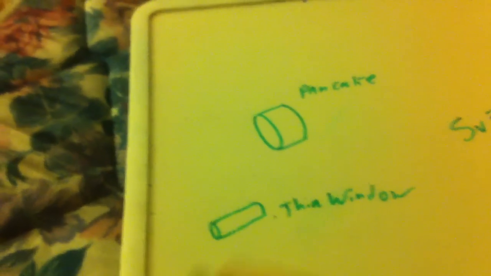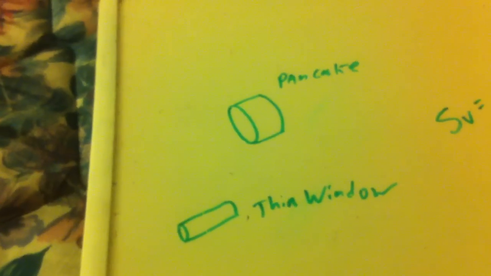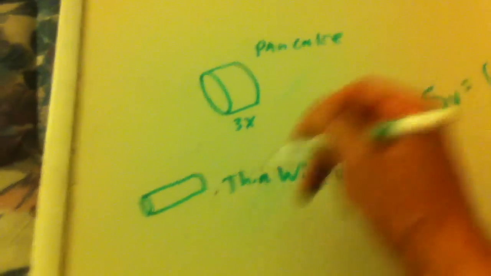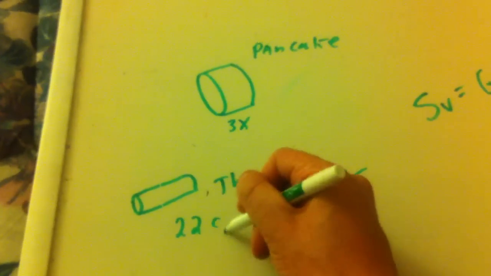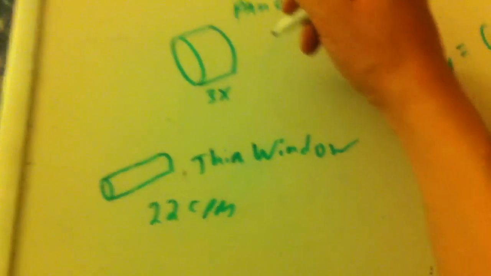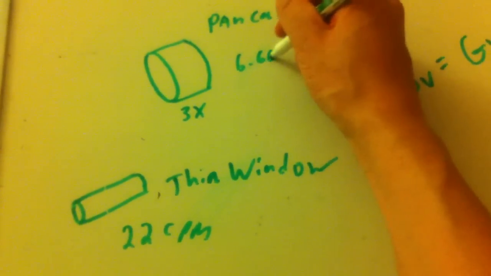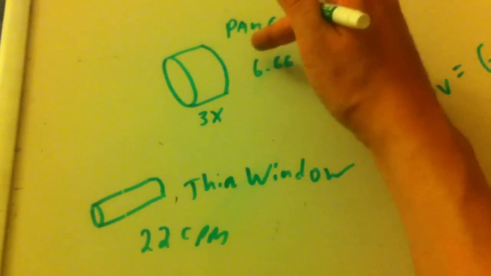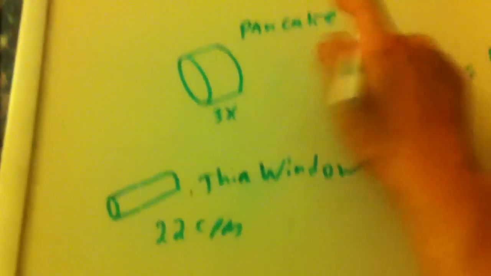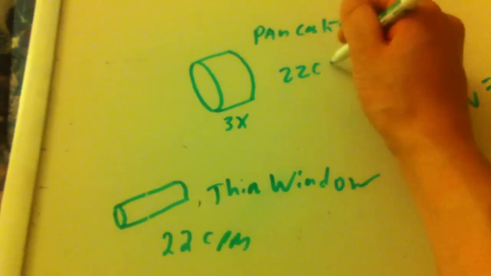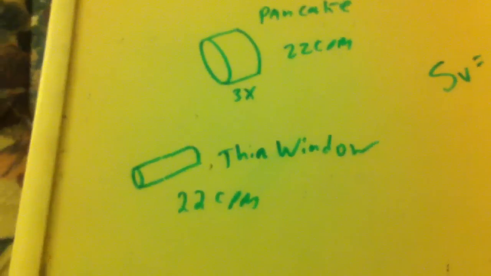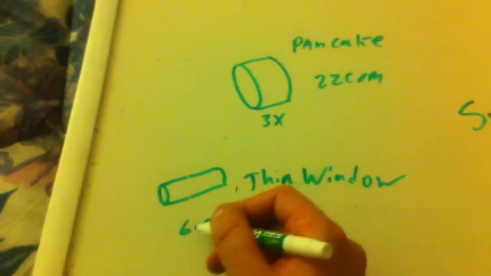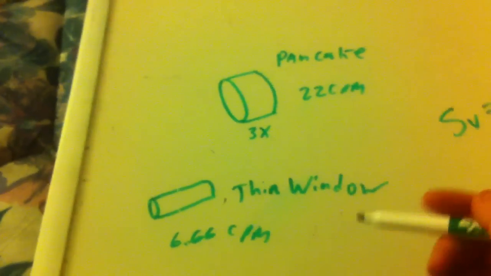But at the same time, if they did the same sample on a large pancake one, let's say this one is 3 times bigger than mine, so if you get 22 counts per minute on this little guy, then you'll get 6.66... Oh, sorry, I did that backwards. 22 counts on the big one, see how easy it is to mess up, is equivalent to 6.66 counts per minute on the little guy.